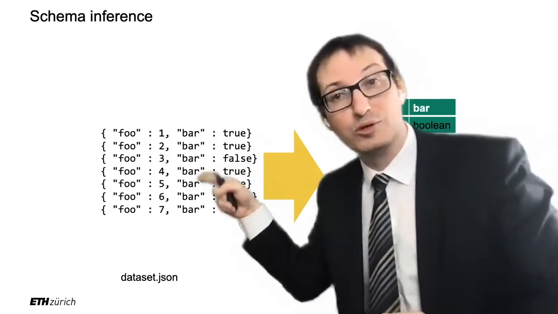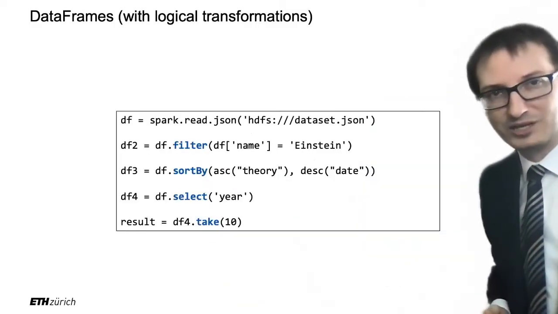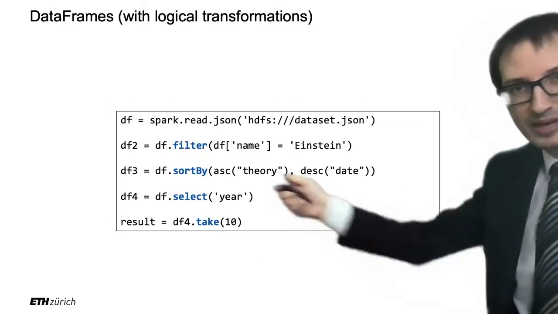I'll come back to the nested data frames again later, right? But here I assume flat JSON. All right, so this I explained.